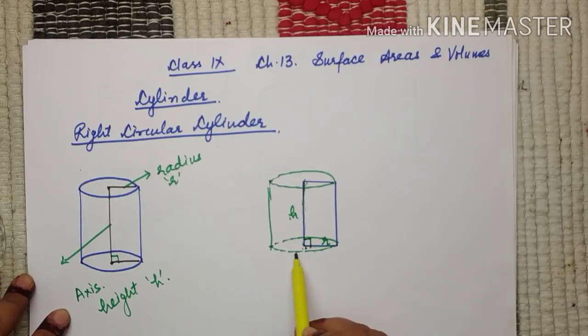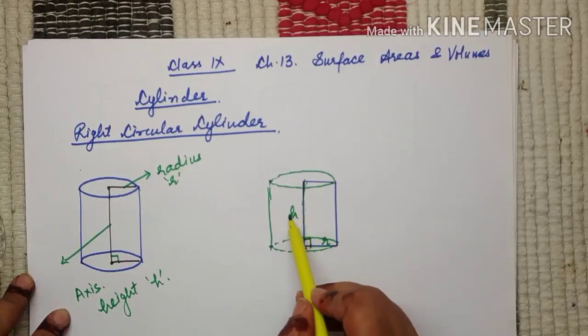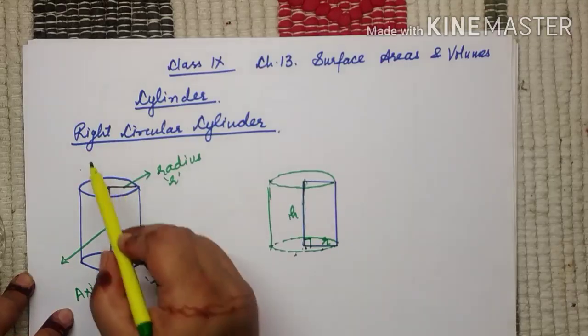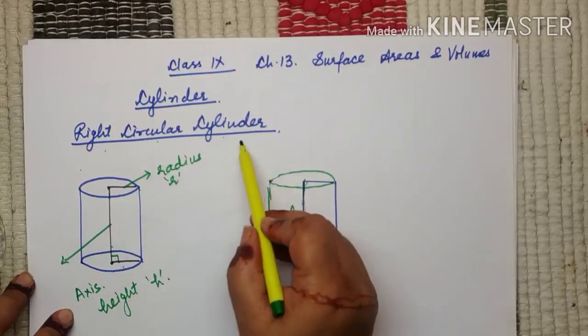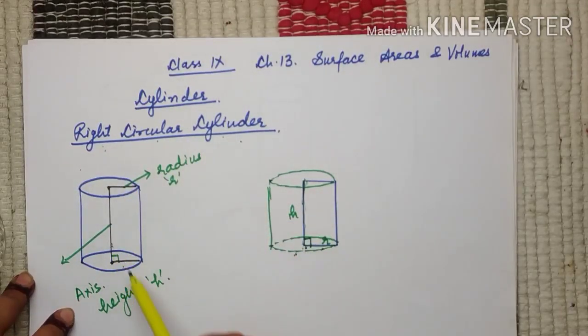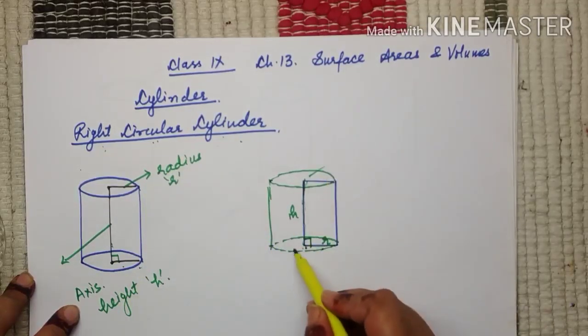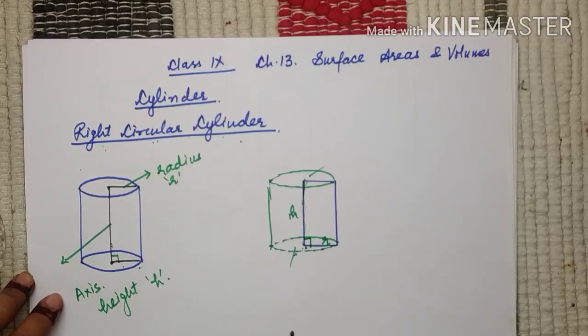So such a cylinder, in which the axis and the radius of the base are perpendicular to each other, is called a right circular cylinder. See, it has three terms. Right circular cylinder. Shape is cylinder. Right means axis and radius are perpendicular to each other, and circular means these ends are circular in shape. So right circular cylinder understood. Hence in this chapter, whenever we use the term cylinder, it will be a right circular cylinder.